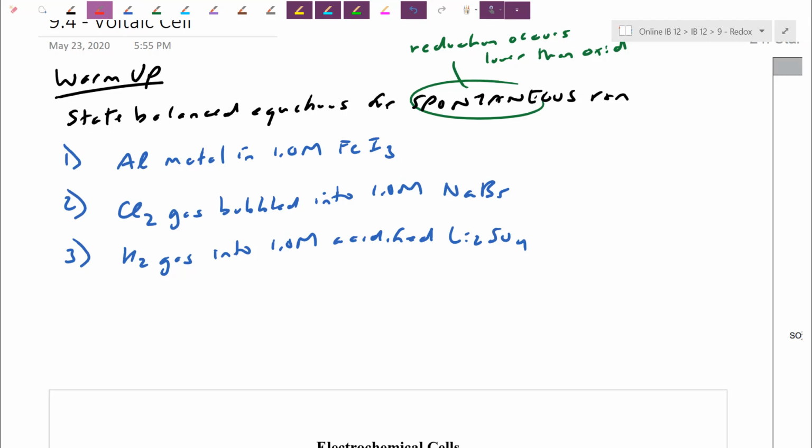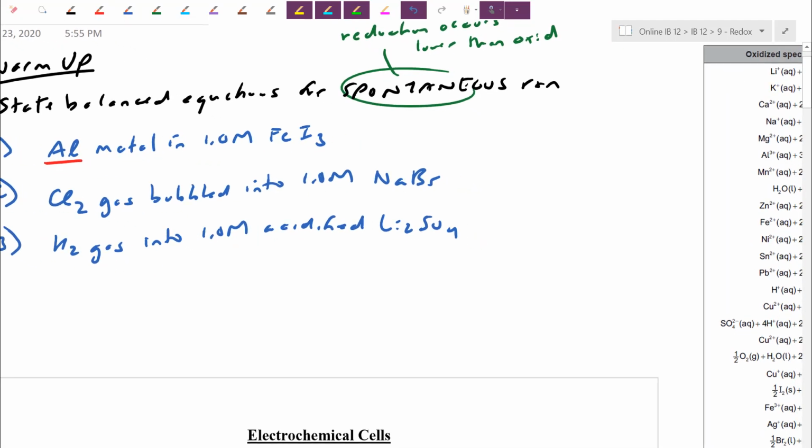First thing that you do for the rest of this chapter is I want you to make a list of exactly what you have. Okay, so in this case here, let's do it for these first 3. First one, I have aluminum metal. That means I have aluminum solid. I do not have Al plus 3 ion, right? I have 1 molar. That molar is sneaky. That molar means it's a solution. That means we also have water.